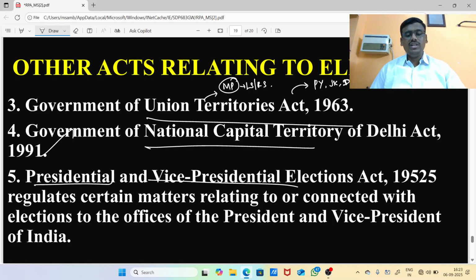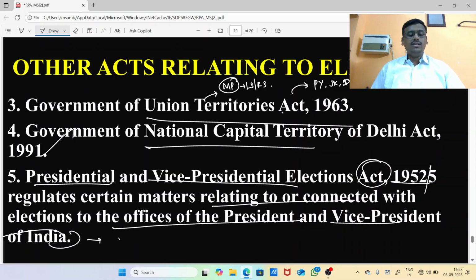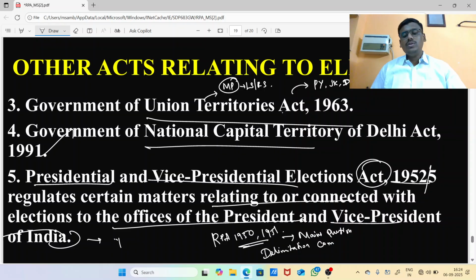And the Presidential and Vice Presidential Elections Act 1952 regulates certain matters relating to or connected with the elections of the office of President and Vice President of India. These are also addressed in the other acts relating to elections. So have a great look at it. The Representation of the People Act 1950 and 1951 can be asked in mains questions. Have a greater look at the Delimitation Commission, which is going to happen in the near future. So these are all the most important ones.